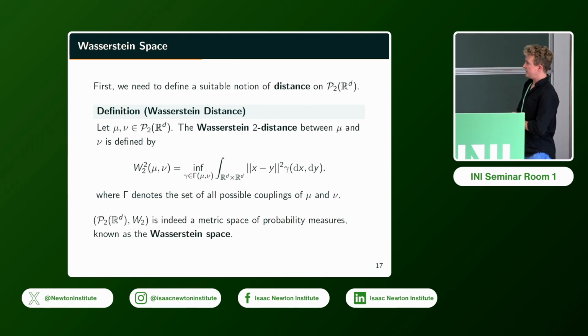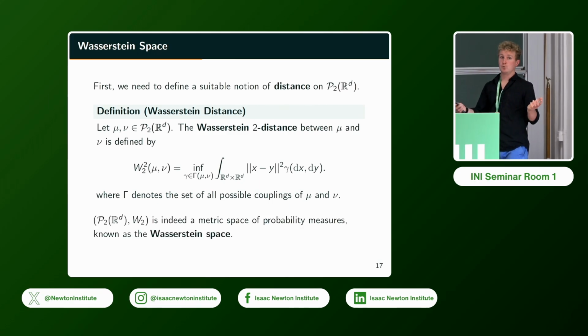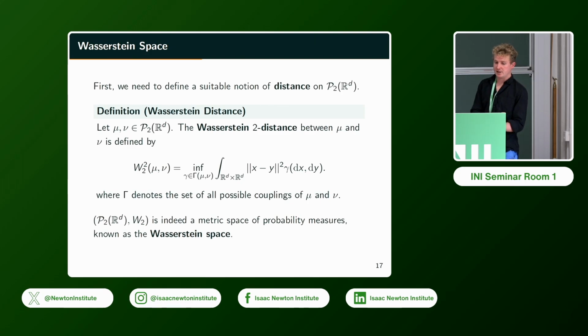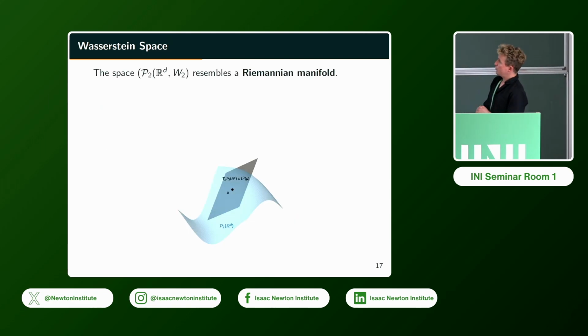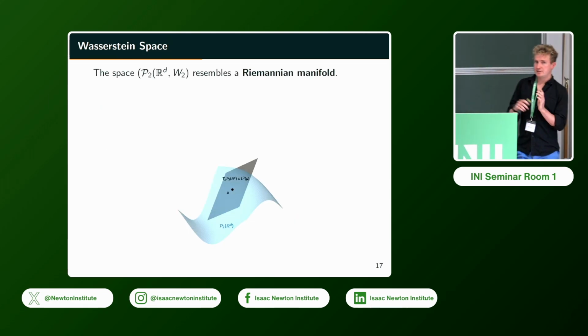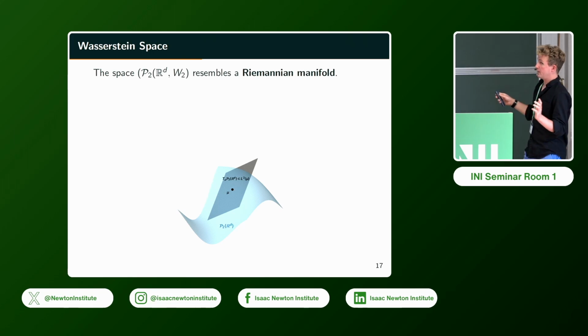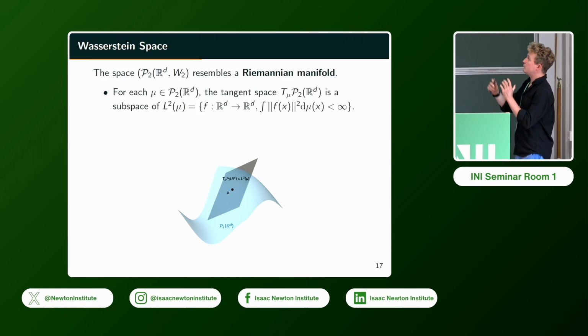It turns out this is indeed a metric space of probability measures, and this is what we call the Wasserstein space. So the Wasserstein space precisely is the space of twice integrable probability measures equipped with this Wasserstein 2 metric. Okay, so this space actually resembles a Riemannian manifold. It's not technically a Riemannian manifold, but it resembles one.